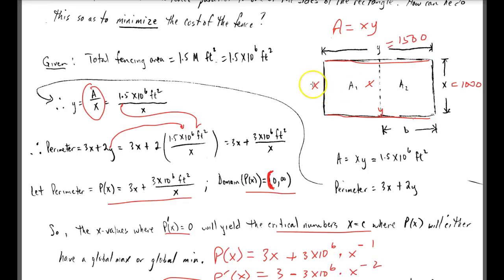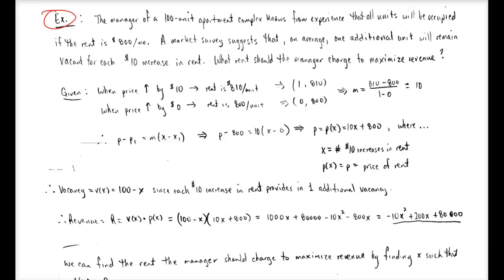involved in putting up this fencing. All right, so let's look at one last example. This will be the last problem I present, and this is another optimization type problem. In this case, we're trying to figure out how much rent a manager should charge to maximize revenue.